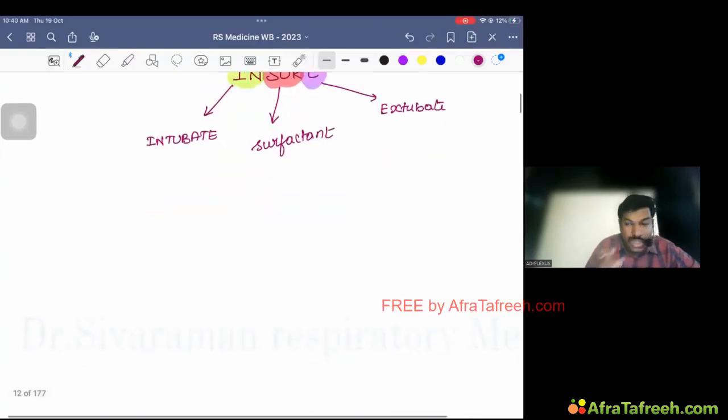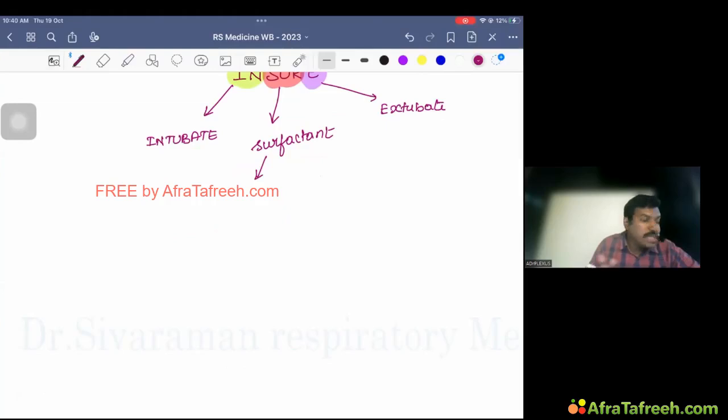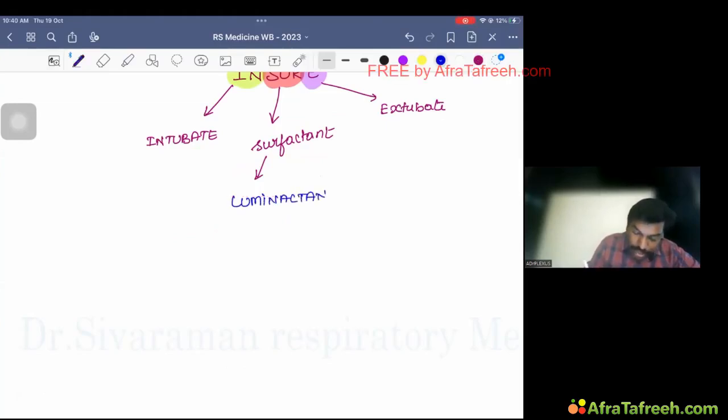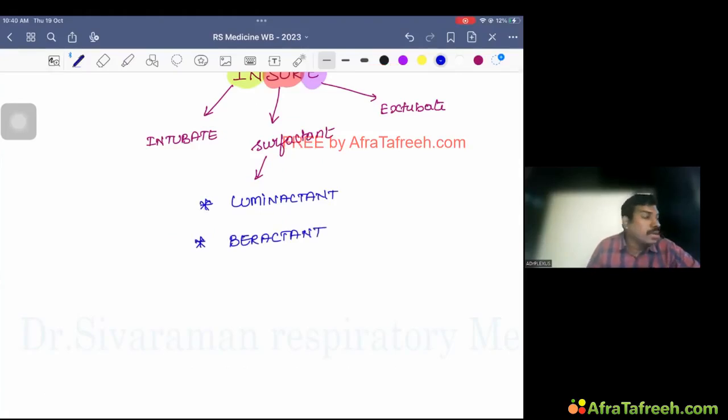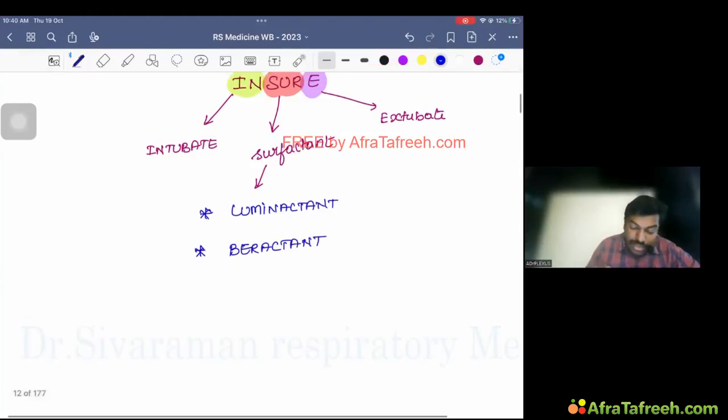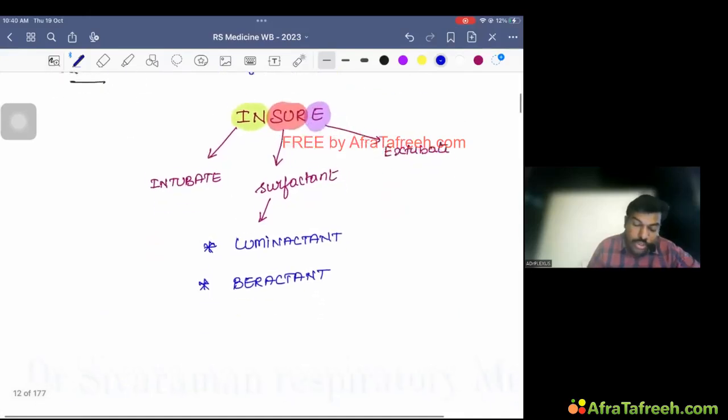Okay, so what is the surfactant which we are usually using? When you go to a pediatric question, they will ask what the surfactant is. We have two surfactants here. One is lucinactant, the other one is beractant. Lucinactant and beractant, these are the two surfactants which are available.